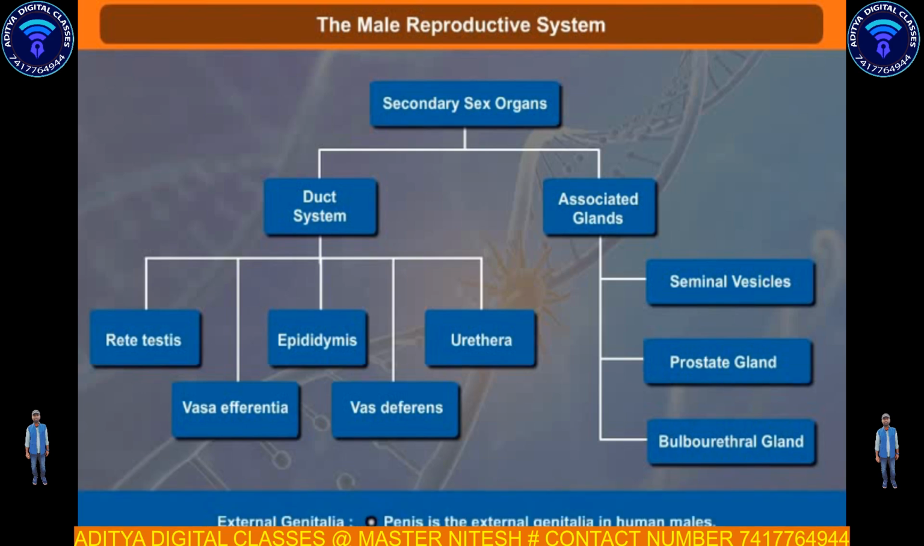External genitalia. Penis is the external genitalia in human males. It is made up of special erectile tissues that help in erection of the penis to facilitate insemination. The enlarged tip of the penis is called glans penis, covered by foreskin.